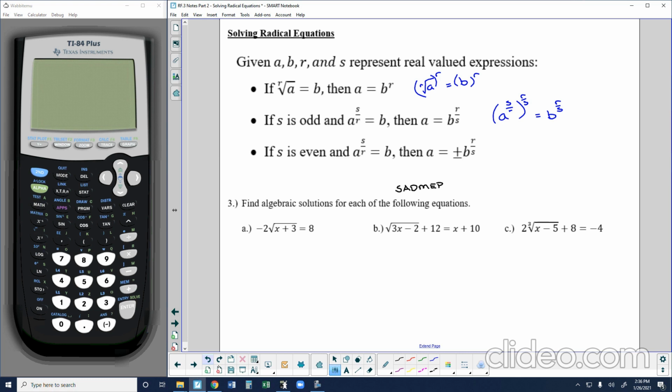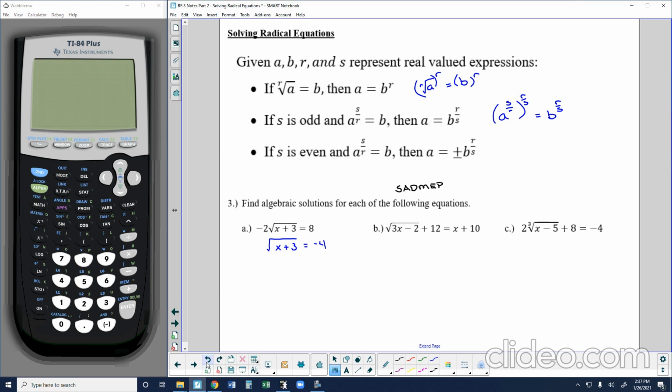What I have to move to is division or multiplication. So I'm going to divide both sides by 2 here. If I divide both sides by 2, that leaves me with the root of x plus 3 equal to -4. Again, just dividing both sides by 2. Now I can get rid of the square root.